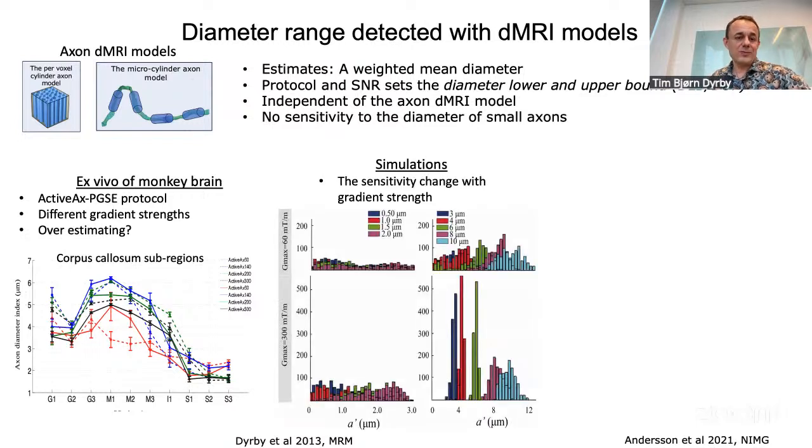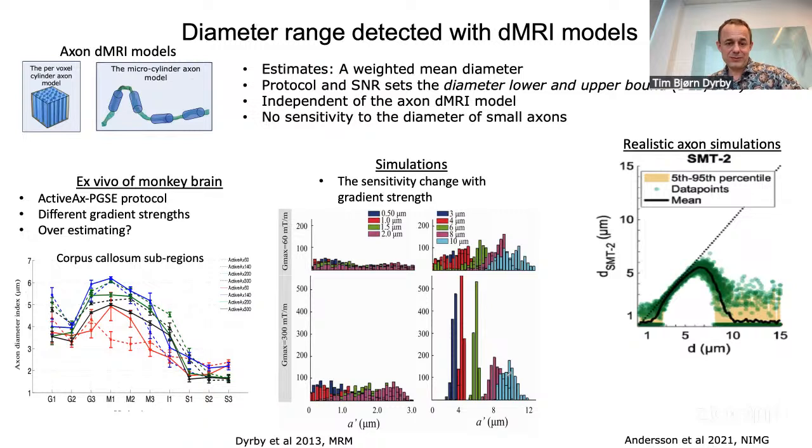If we look at simulations, this is a simulation looking at different cylinder sizes, so these are sizes of axons. You can see for the smallest one, we don't have any contrast. We cannot see the small diameters. We only start to separate the diameter distributions when the axons become bigger. And if we have stronger gradients, this is 300 millitesla, then we get even more precise at detecting the distribution of axon diameters. So we don't detect the smallest.